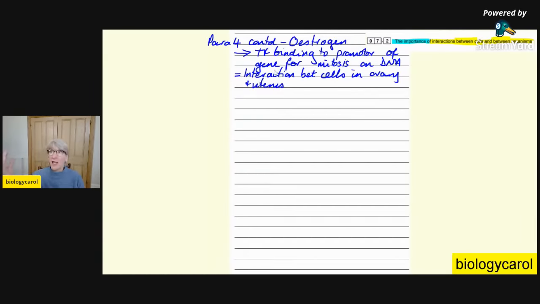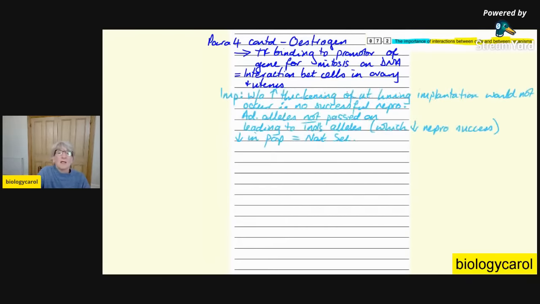That, in my A-level knowledge, means that mitosis is, if a lining is getting thicker, it's kind of logical that more mitosis has got to happen. The gene for mitosis on DNA. This is interaction between cells in the ovary and the uterus. Because the ovary is where the estrogen is produced, the uterus lining is its target organ.